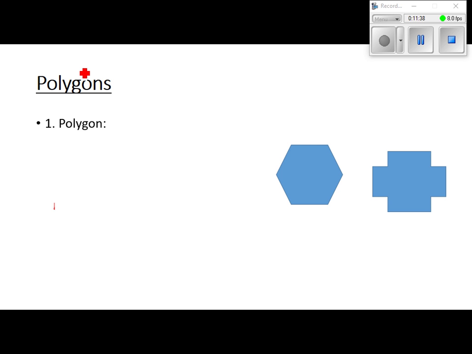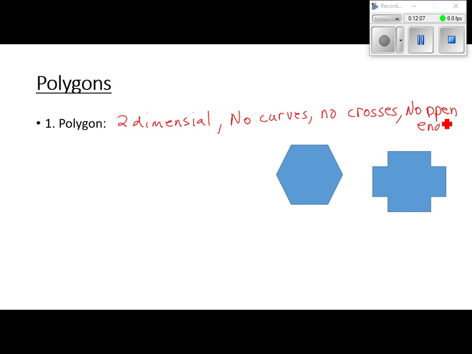What's one of them? Two-dimensional. Slow down. Two-dimensional, no curves, no crosses, no open ends. You can remember that, that's good enough to remember what a polygon is.